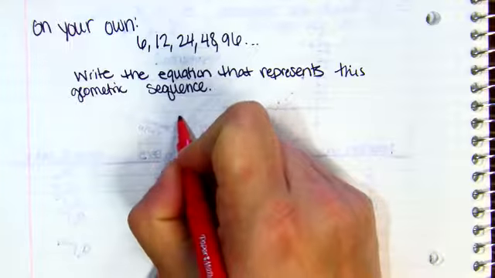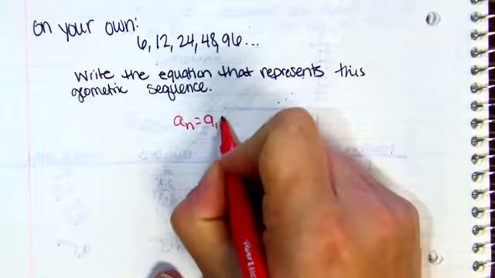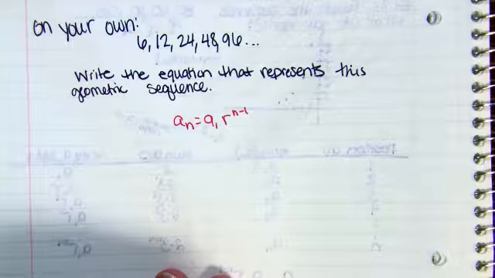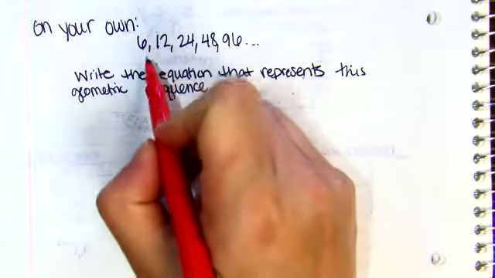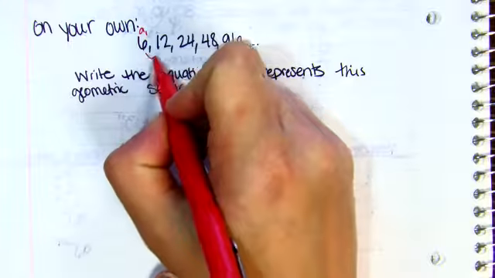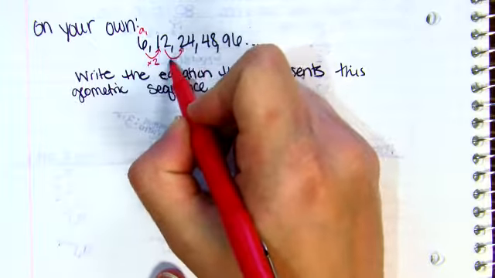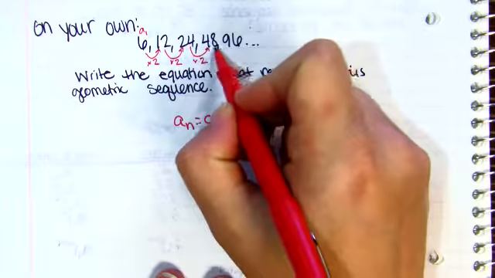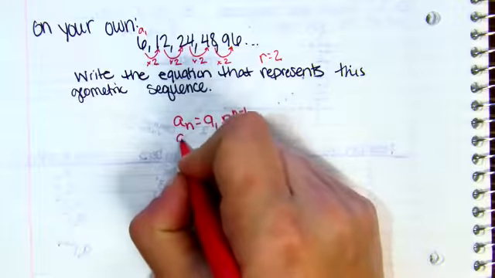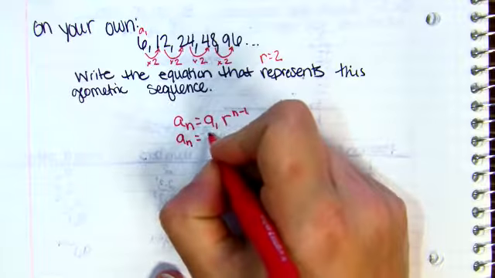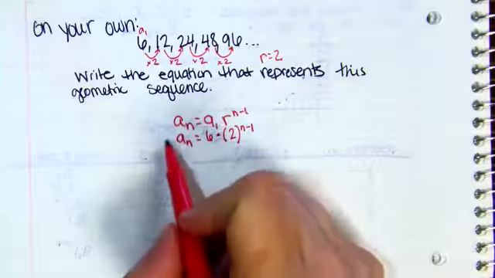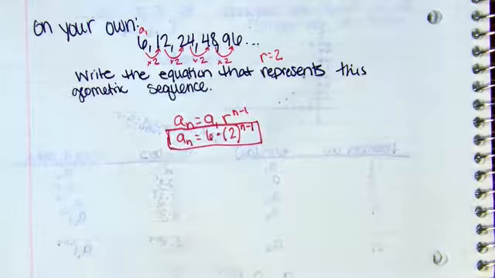Remember that our basic formula is a sub n equals a sub 1 times r to the n minus 1. I would suggest as you do your homework that you write this down every single time until it's totally stuck in your head. Then I'm going to look up here at my sequence. I know that my first term is 6. And to go from 6 to 12, I multiply by 2. 12 to 24 is multiplying by 2. So my common ratio, or r, is going to be 2. So that tells me that a sub n equals my first term, which is 6, times 2 to the n minus 1. And that's it. You're done. That's the whole formula that describes the sequence.